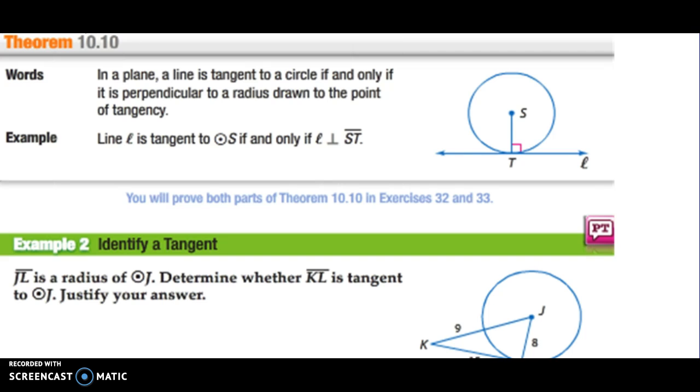Alright, theorem 10.10. It says, in a plane, a line is tangent to a circle if and only if it is perpendicular to the radius drawn to the point of tangency. Essentially what it's saying is any tangent that you draw on a circle is going to be perpendicular to the radius. It's always going to form a 90-degree angle.